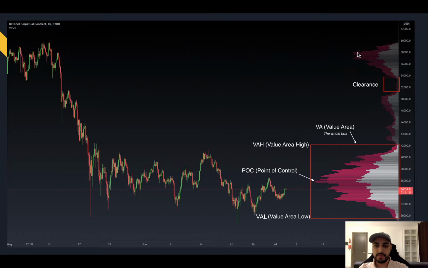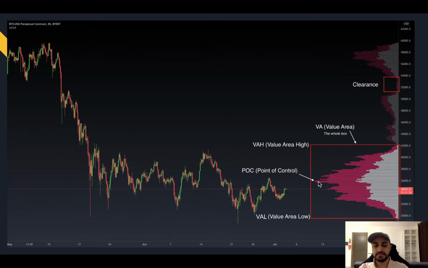You see, even if you go back up here, you don't have that much volume compared to this. These are all relative. Even here, you have a lot of volume, more than this, but it is still not as high as this. So this 36-ish thousand region is the point of control of the entire visible range on the chart. Point of control means exactly that: it had the highest transactions at that price level.